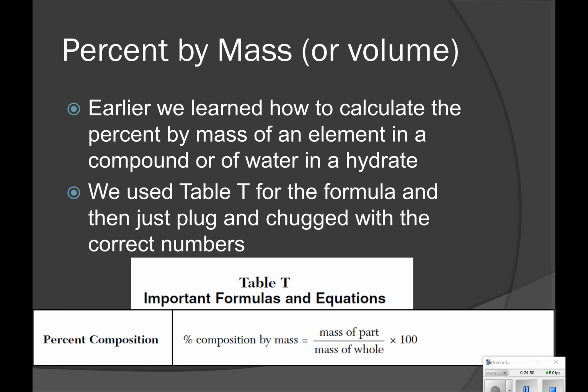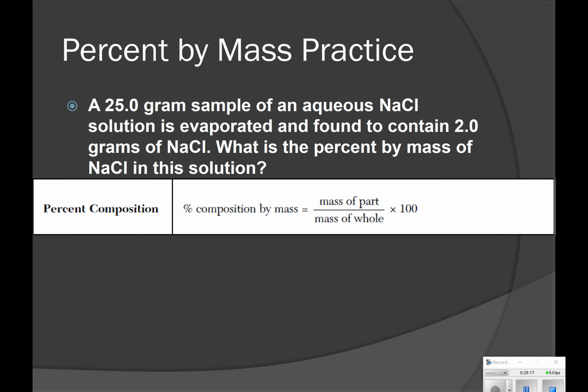Percent by mass is kind of a review, or by volume, using percent composition. We did this in lab. We did this in prior units. Using percent by mass of an element in a compound or percent by mass of water in a hydrate. And all we want to use is the equation on table T, mass of part over mass of whole times 100 to get our percent by mass or volume, depending on if we're given masses or volumes. We're going to do a quick example here using percent by mass.